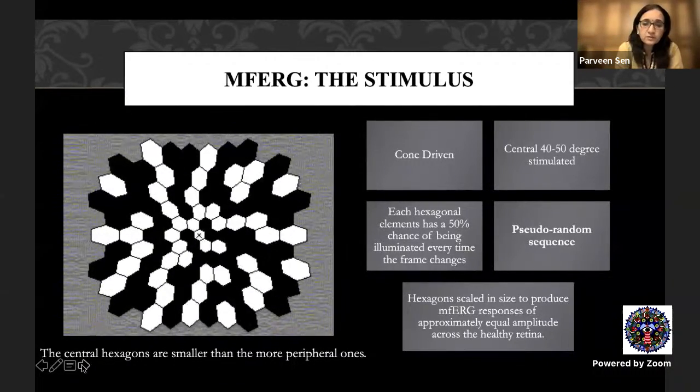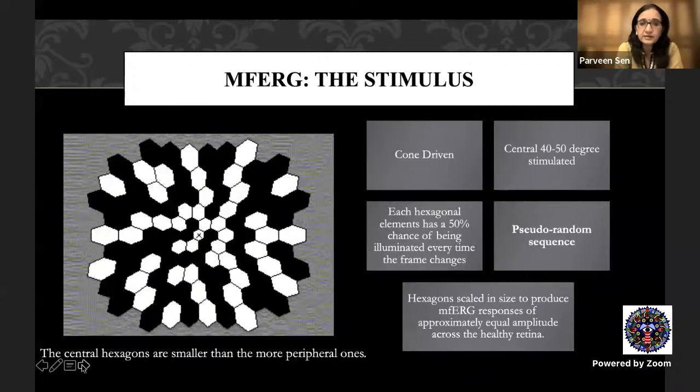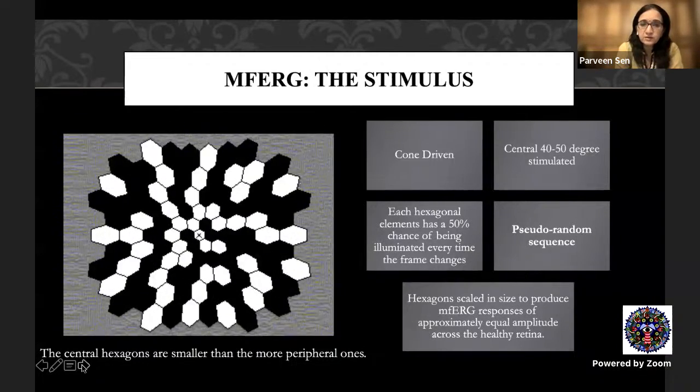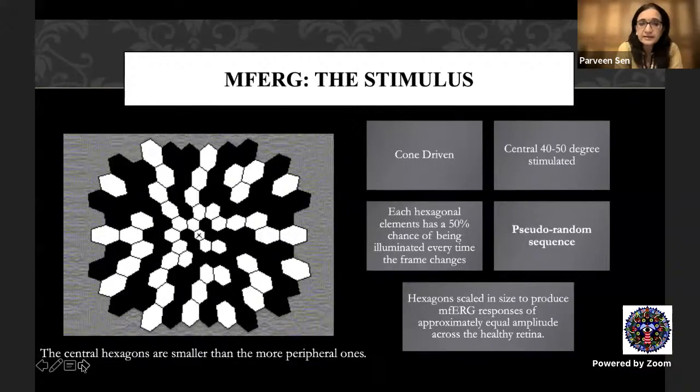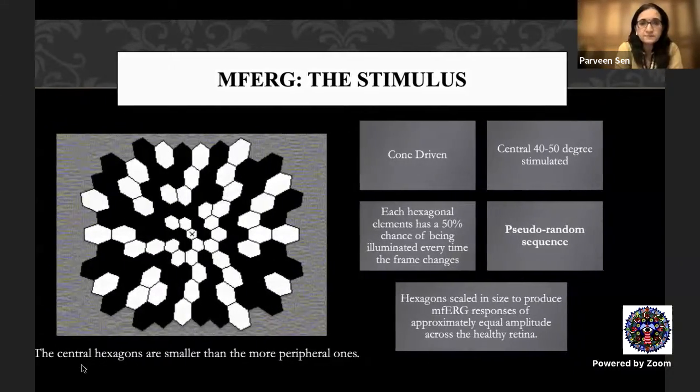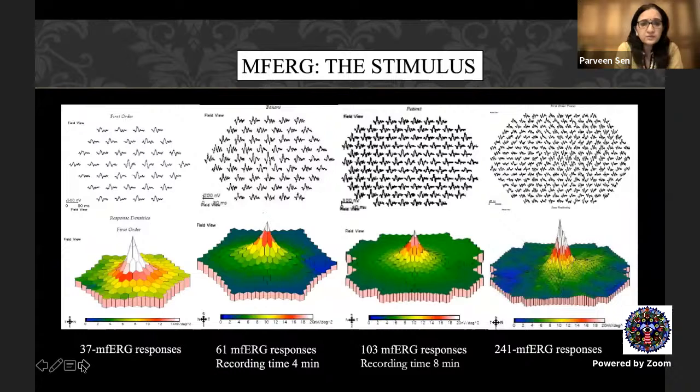The cone density is very high in the central area, so the hexagons are smaller. This makes sure that each hexagon excites the same number of cones. So this is what I was talking about. You could have a 37 hexagon stimulus. This is a 61 hexagon stimulus response, this is a 103 hexagon stimulus response, and a 241 hexagon stimulus response.